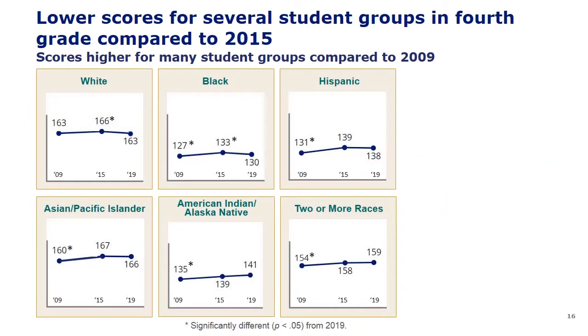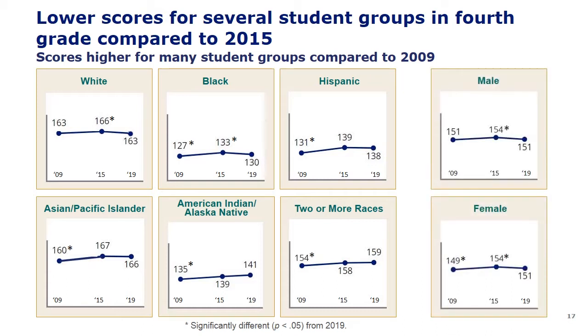Results by race ethnicity show that white and Black students' performance declined compared to 2015. However, all racial ethnic groups, except whites, have shown improvement since 2009. This improvement has resulted in the narrowing of the white Black, white Hispanic, white American Indian Alaskan Native, and the white 2 or more races achievement gaps. The white Asian Pacific Islander scores are not statistically different from each other.